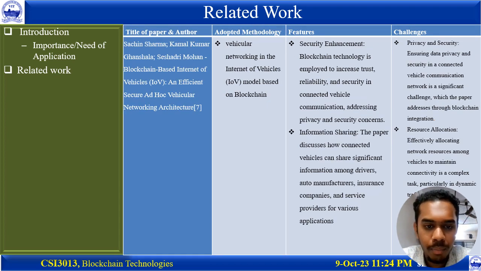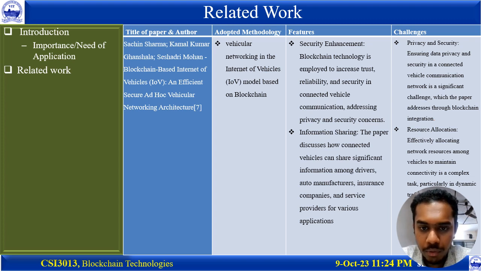Here we have the vehicular, IoV. It's an IoV-based paper, that is, quote unquote, an efficient, secure, ad hoc vehicular networking architecture, blockchain based. Sachin Sharma and Kamal Kumar have authored this paper. So they look at how we can have an IoV model based on blockchain. Their main motive is to manage information sharing using the benefits blockchain offers.